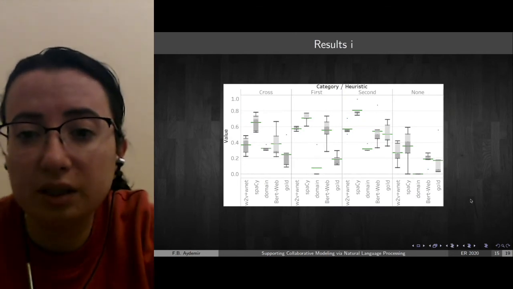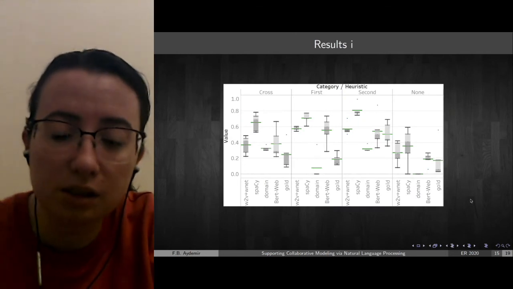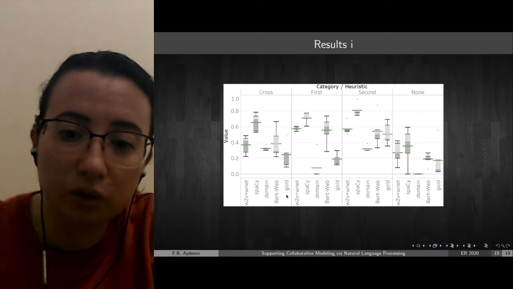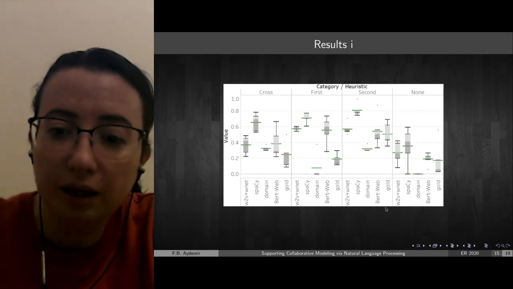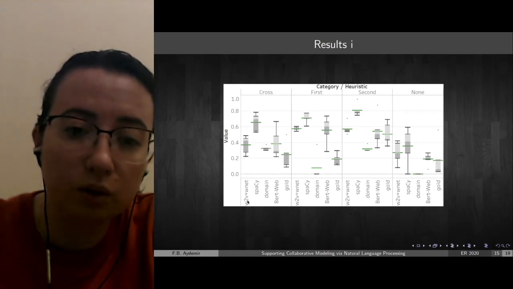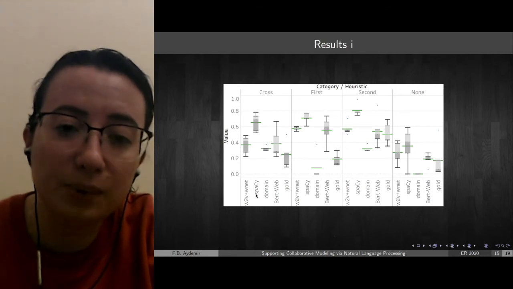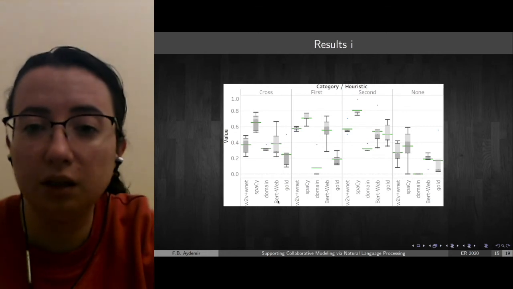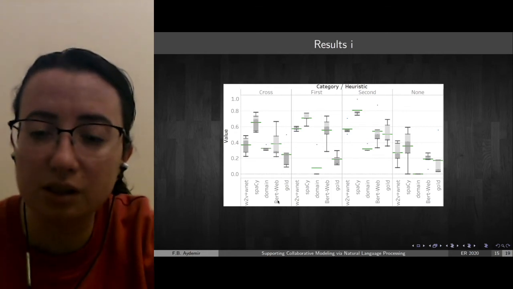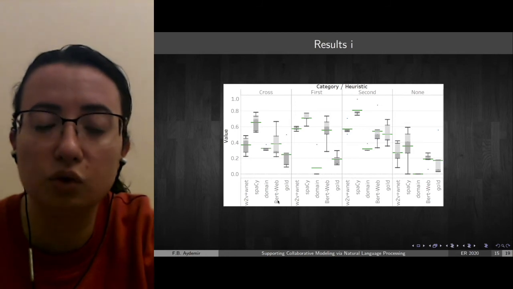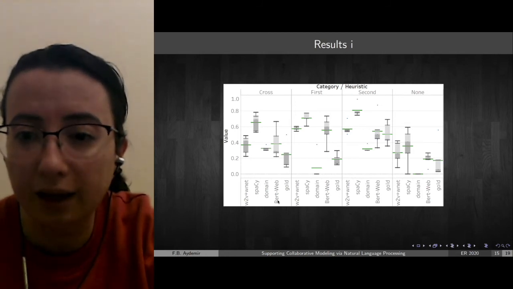So here you see the results based on categories. The last one for each category is the gold standard, and the first one is our word2vec and WordNet solution. Then SpaCy, domain model, and BERT. Here you can already make some observations, but it's still difficult to make with the naked eye.